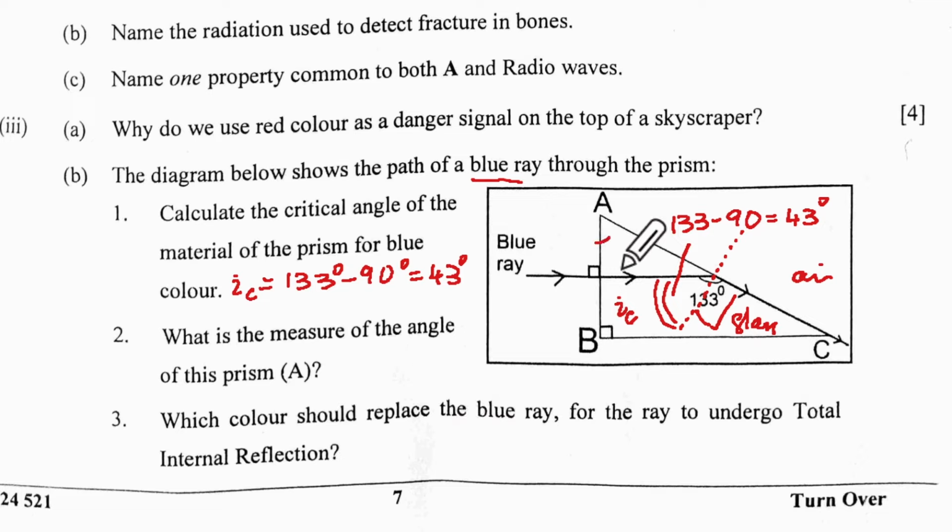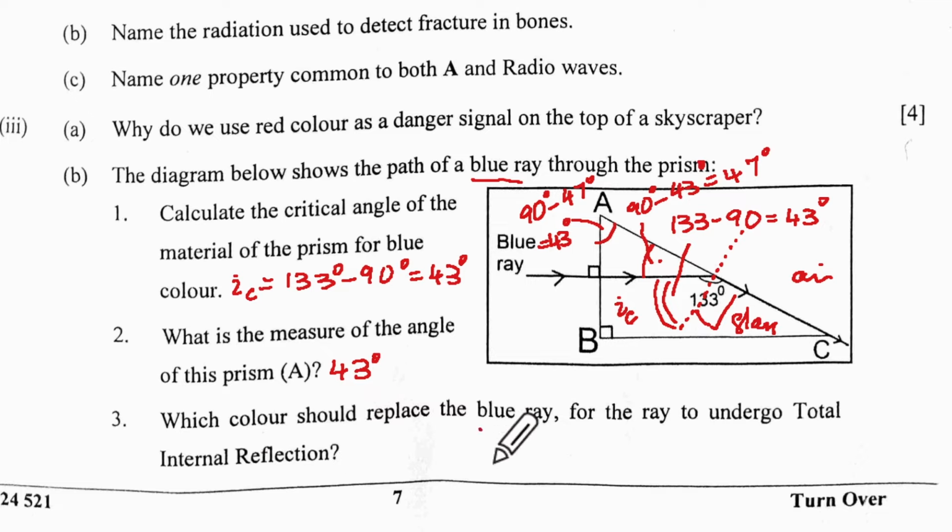What is the measure of the angle of this prism? The angle of the prism is here. If this is 43 degrees, how much will be this angle? Now this angle is going to be 90 minus 43, which is 47 degrees. Okay, so this angle is going to be 90 degrees minus 47 degrees. So this will be 43 degrees. Whichever is this angle will be this angle, because this plus this is 90 and this plus this also is 90. So we say 43 degrees here.